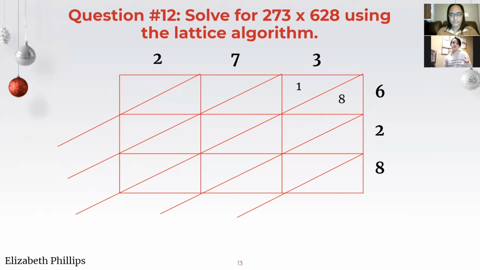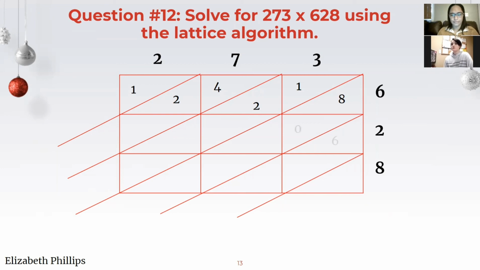So we're going to start out with our 3 and our 6 in 273 and 628, and we're just going to multiply 3 and 6, and we're going to get 18. So we'll put a 1 in the top left corner and 8 in the bottom right hand corner. Next, we're going to move on to our 7 in 273, and we're going to keep our 6. 7 times 6 is going to be 42, so we'll put a 4 in the top, a 2 in the bottom. For our next number, we're going to do our 2, and we're going to keep our 6. So 2 times 6 is 12. Next, we're going to move down a row, starting from the right-hand side.